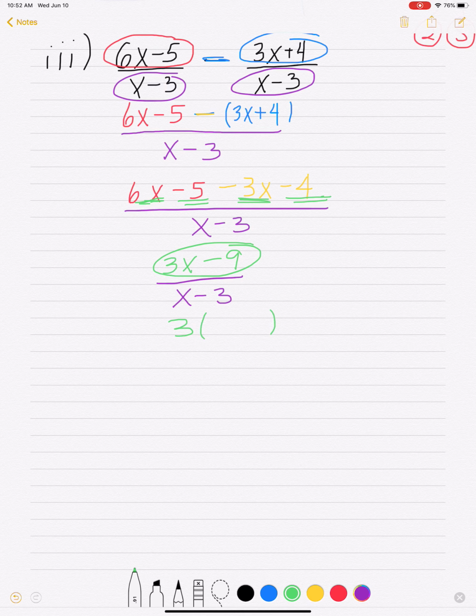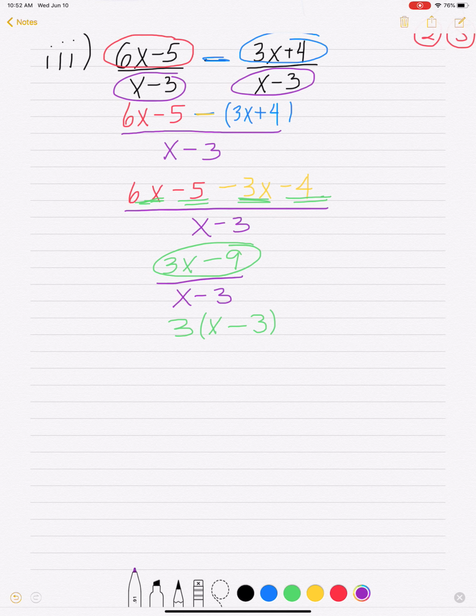I'm going to ask the question, what times 3 gives you 3x? Well, x. And then a minus sign. And then what times 3 gives you 9? Well, 3. So we have 3, parentheses x minus 3, is the factorization of 3x minus 9.